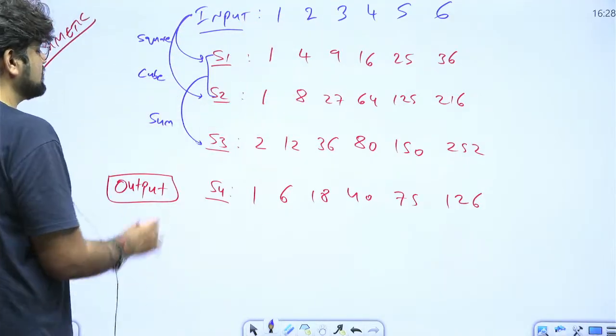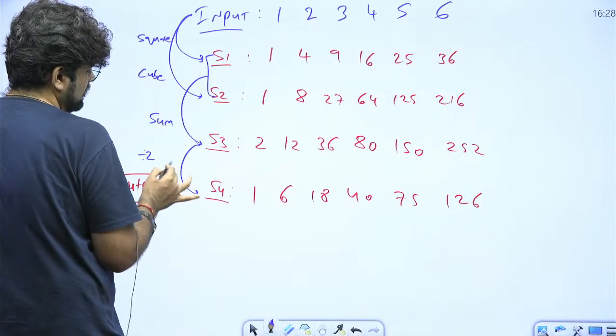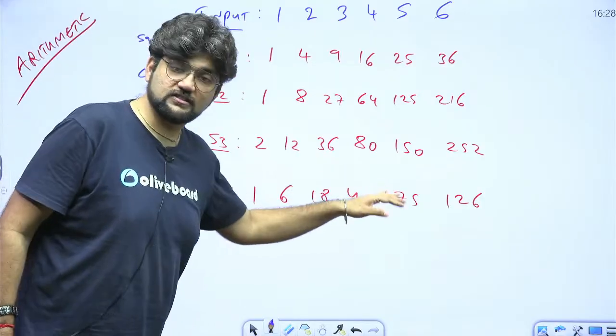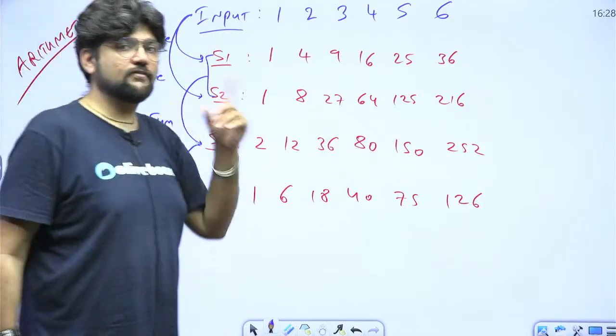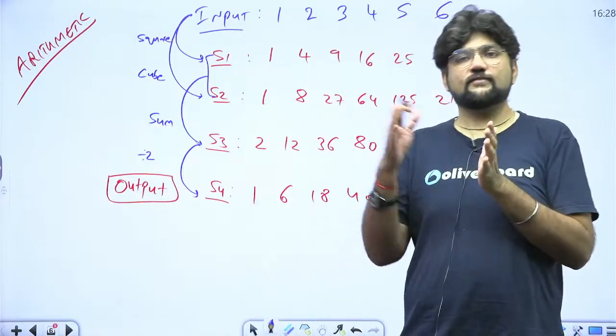Okay. And what about step 4? Step 4 is simply half of step 3. So if I am dividing step 3 by 2, I am getting step 4. So this is dependent. Like so far, whatever we have learned, everything was dependent on the previous step. Whatever movement happened in the previous step, I used to carry that forward.